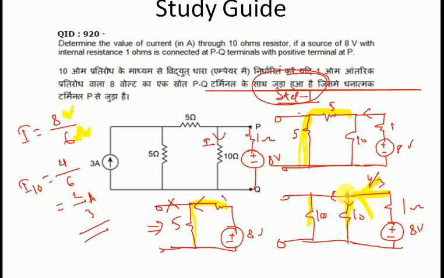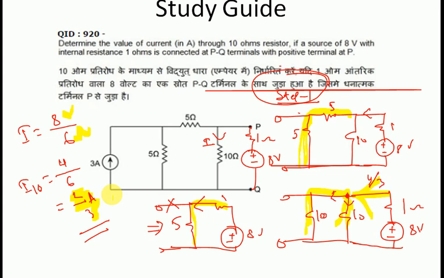This current is divided at this junction into two parts, in this 10 ohm and in this 10 ohm. If it is divided into two equal parts, that will be half, 4 by 3 divided by 2, that will be 2 by 3 ampere. Now this is the current only for the 10 ohm resistance, through the 10 ohm resistance only for the 8 volt source.